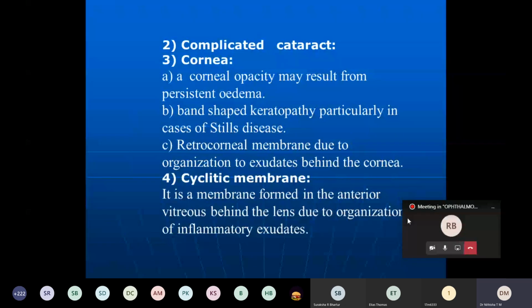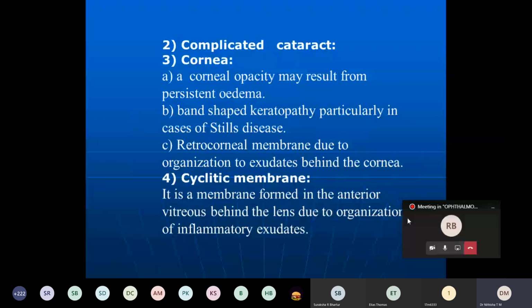Second complication of your anterior uveitis is complicated cataract. Third, what are the complications you see in the cornea? Corneal opacity may result. As I told you, there is severe corneal edema because of raised IOP. It causes persistent edema. The edema will not disappear. It becomes persistent edema.